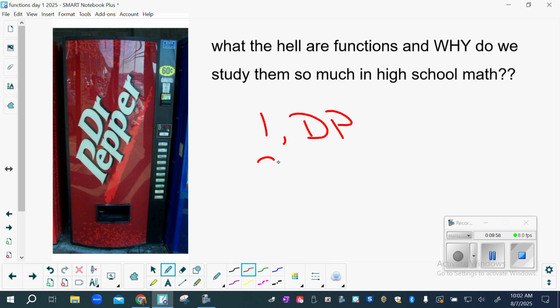Pepper. I push button number 2 and I get delicious Dr. Pepper, and I push button number 3 and I get delicious Dr. Pepper. Please talk with each other. Is that a function? What do we think? Is that a function?